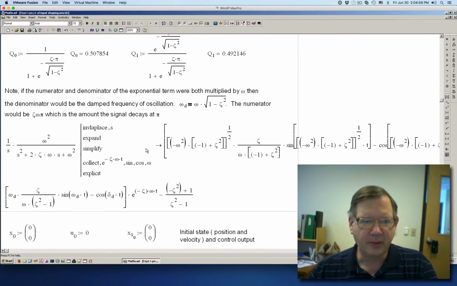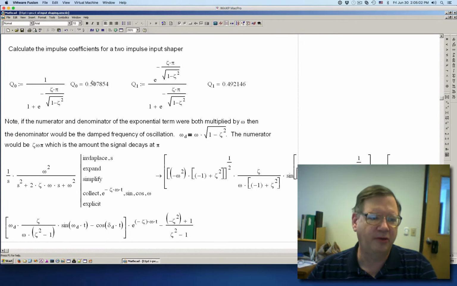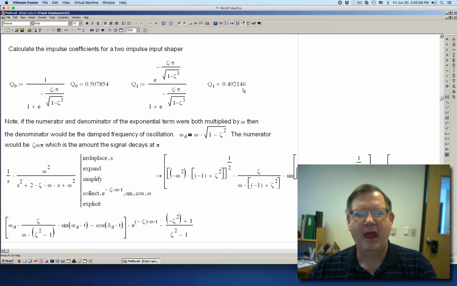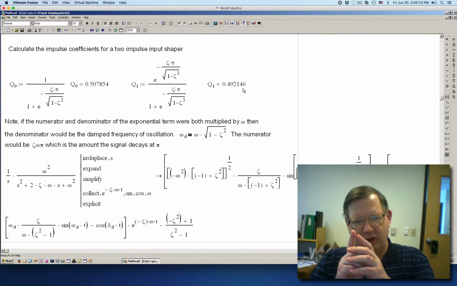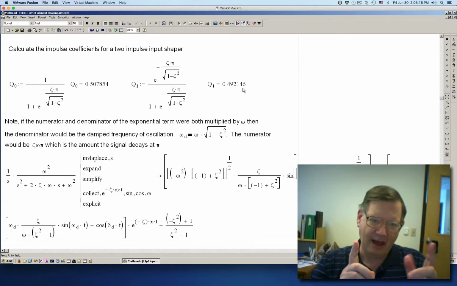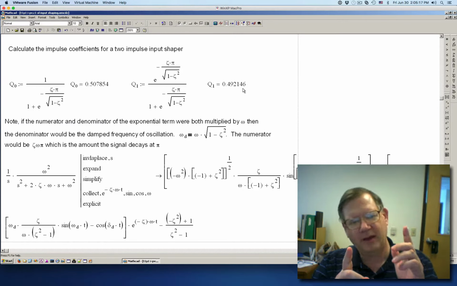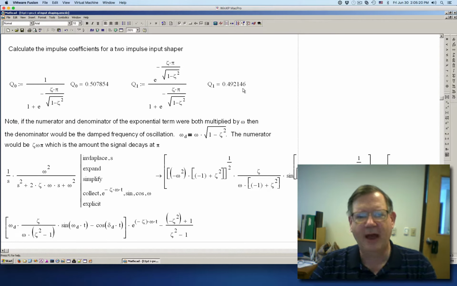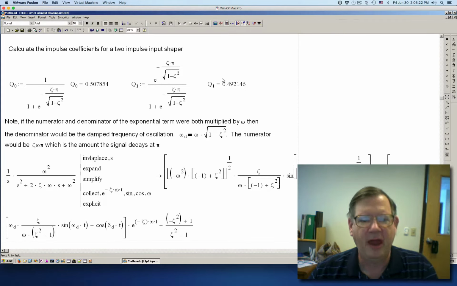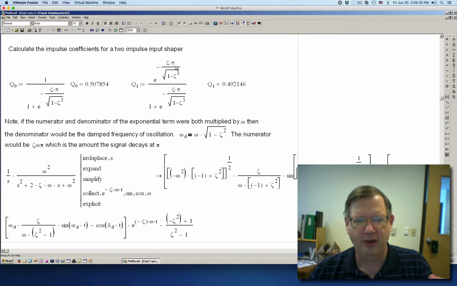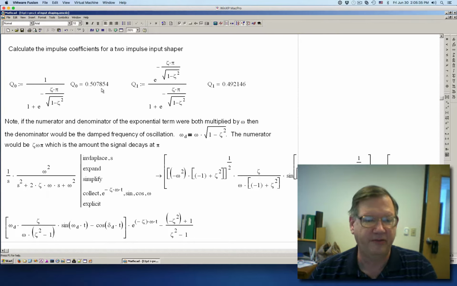So what I have to do is calculate two impulses. This is the coefficient for the first impulse, and this is the coefficient for the second impulse. Like I said, you're using half to begin with, then half of the motion profile at half a wavelength. But it's not quite half. You can see that there's a slight difference here, and the reason is that there's a damping factor involved. The damping of the system is going to make it so that the second impulse doesn't have to be as big as the first one.